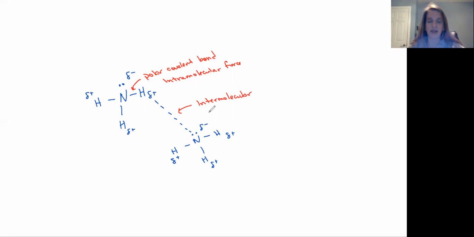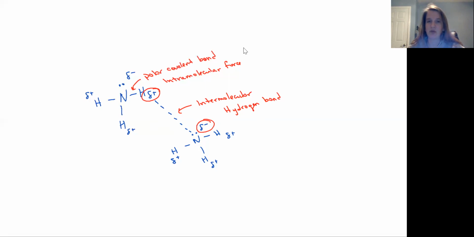Now this particular intermolecular force is a hydrogen bond because it's between the nitrogen of one molecule and the hydrogen of another. Notice when I drew this intermolecular force, I connected it to the positive end of one and the negative end of another. Make sure that you're not drawing it from a slightly positive to a slightly positive, because that's not going to attract. You want to make sure that you label this correctly.